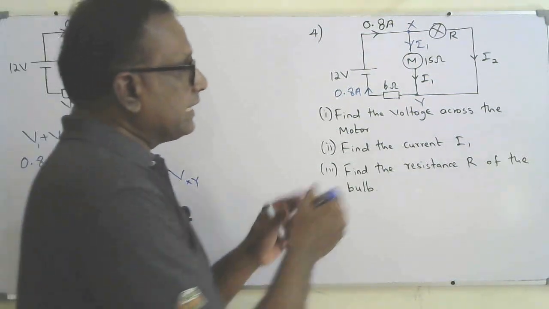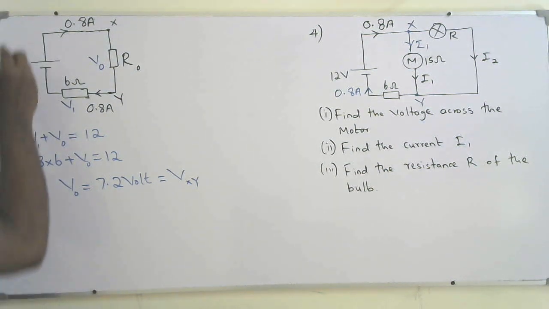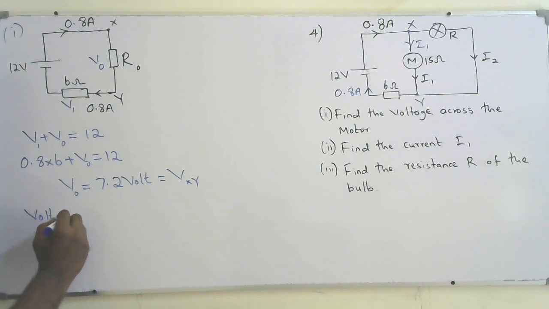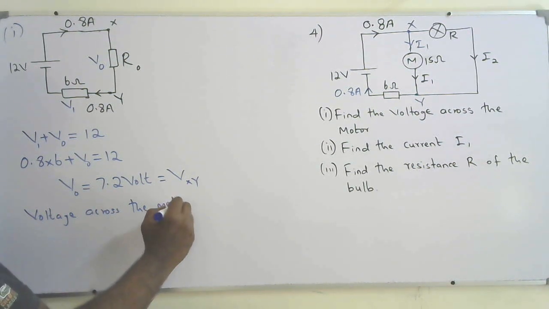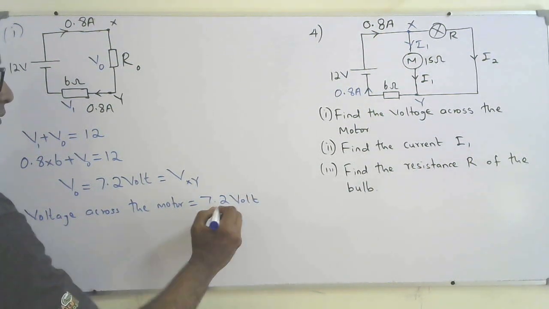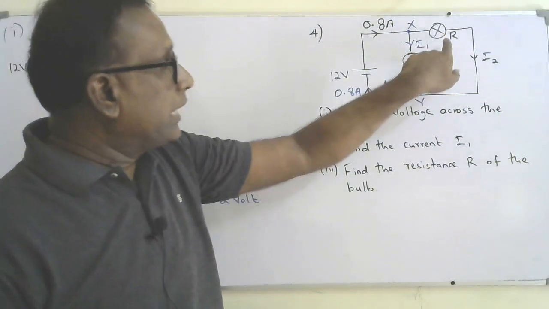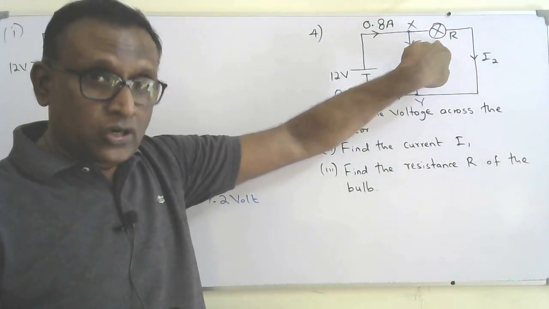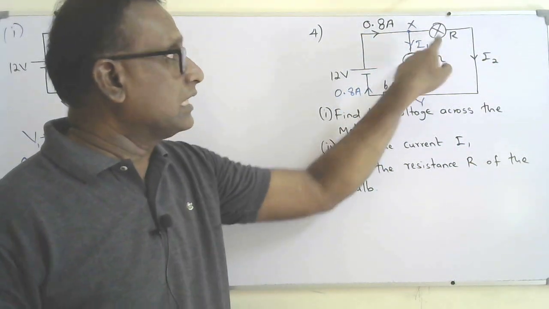But the motor is connected directly across the junction. Therefore, for the first part, I can say the voltage across the motor is also the same, 7.2 volt. Also, I already told that the bulb is also directly connected across the junction. So the voltage across the bulb is also the same, 7.2 volt, because they are connected in parallel.